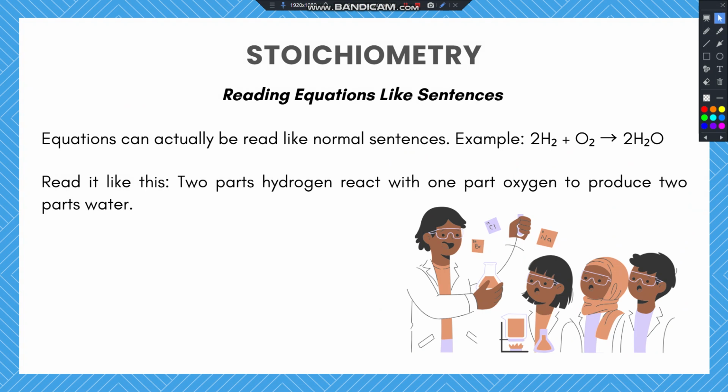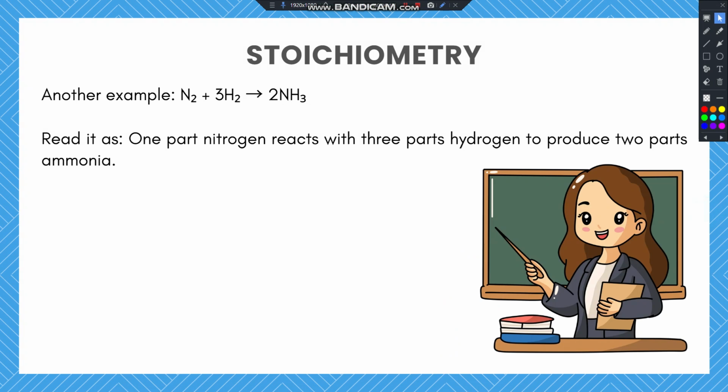So let's come to the part of reading chemical equations like sentences. Equations can actually be read like normal sentences. We talked about the example of this one where we said 2 parts of hydrogen reacts with 1 part of oxygen to produce 2 parts of water. Let's see if we can read some other ones as examples.